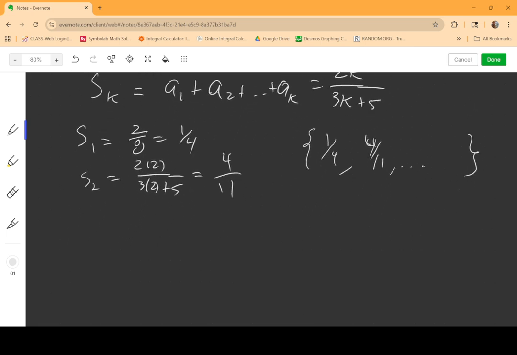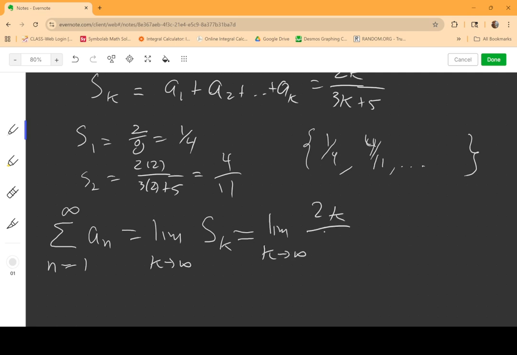The idea here is that I can evaluate this infinite series by taking the limit as k goes to infinity of S sub k. So now it comes down to finding the limit of a sequence, and I can do that because I have a formula for the sum. So this becomes the limit as k goes to infinity of 2k over 3k plus 5. Here we use techniques that we've learned for evaluating limits.